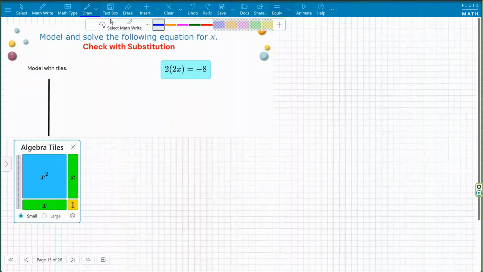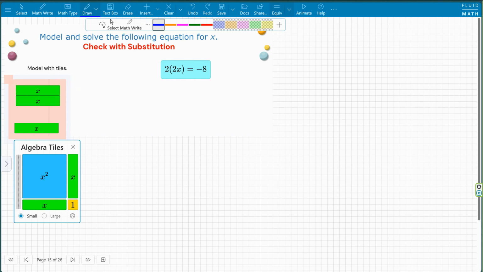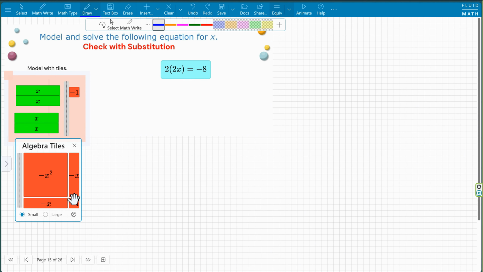We're going to begin by modeling this by creating two groups of 2x's. So there's one group of 2x and there's another group of 2x's. And I have an equal sign that I'm going to pop in there. And then now I have -8. So I can either click on it to turn it to negative, or turn the whole palette to negative and just add my -8 that I need. 1, 2, 3, 4, 5, 6, 7, 8.